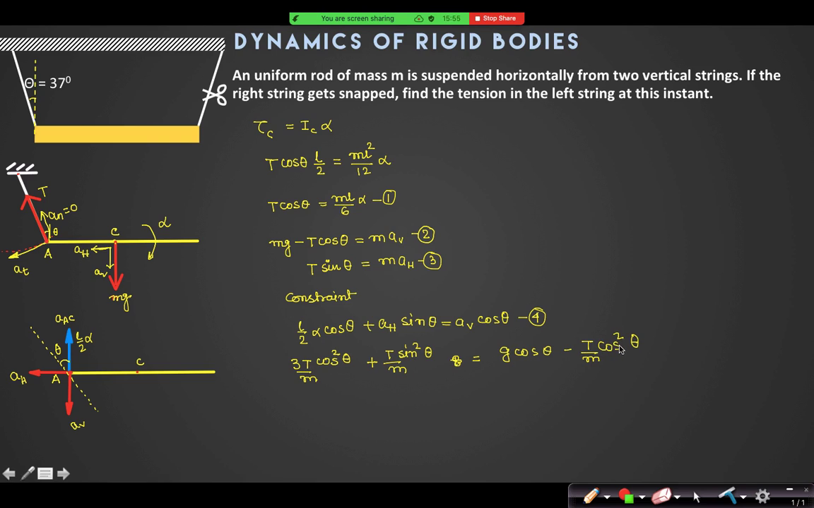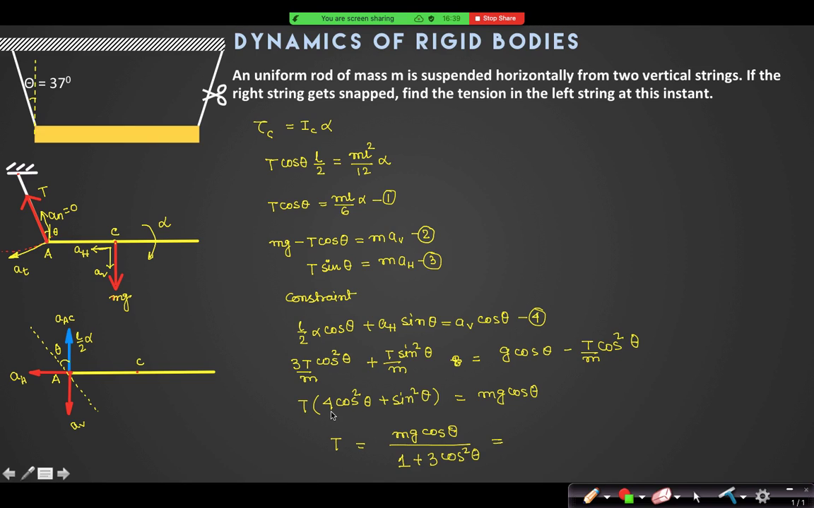Now if I multiply with m and bring it here, it is 4T cos square theta plus T sin square theta, right? That is equal to mg cos theta, yes or no? Yes, sir. So the value of tension that I will get from there is mg cos theta divided by 4 cos square theta plus sin square theta.